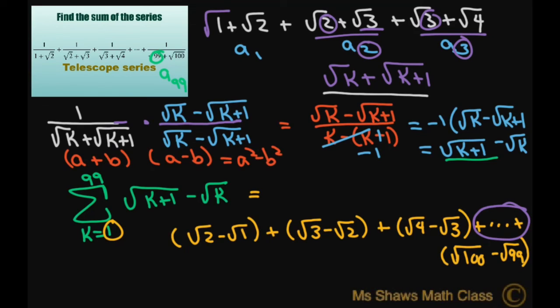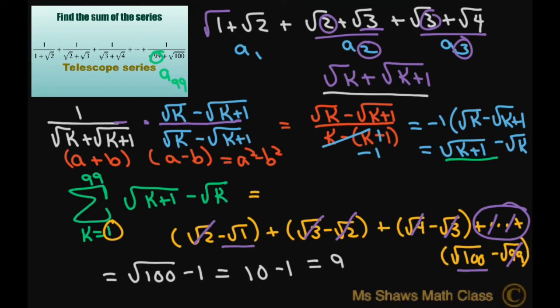So basically what's canceling out is the first term here and then the second term here. So this one would be first, second, and then first, second. So what we're left with is square root of 100 minus square root of 1. So that gives me square root of 100 minus 1. Square root of 1 is just 1, so we get 10 minus 1 equals 9. And that's your final answer.